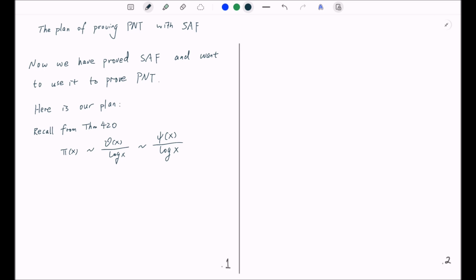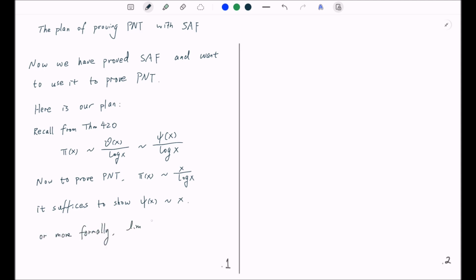Now, in order to prove the prime number theorem, namely pi of x is similar to x divided by log of x, it suffices to show that psi of x is similar to x. Or, more formally, by the definition of this symbol, this means the limit of psi of x divided by x as x goes to infinity is equal to 1.